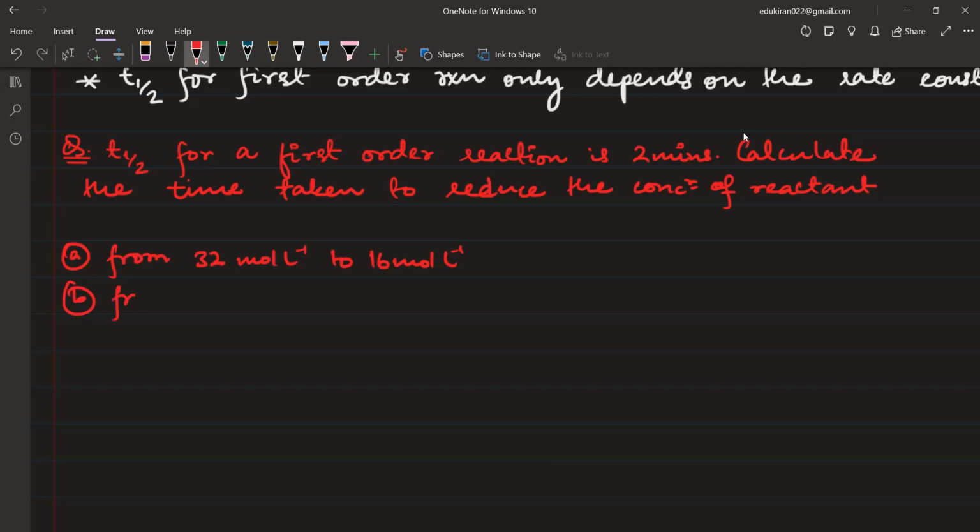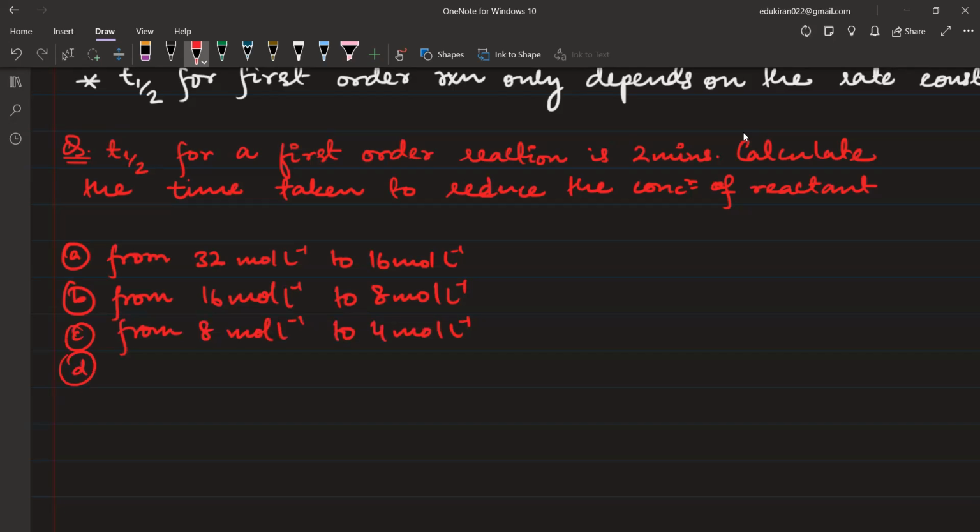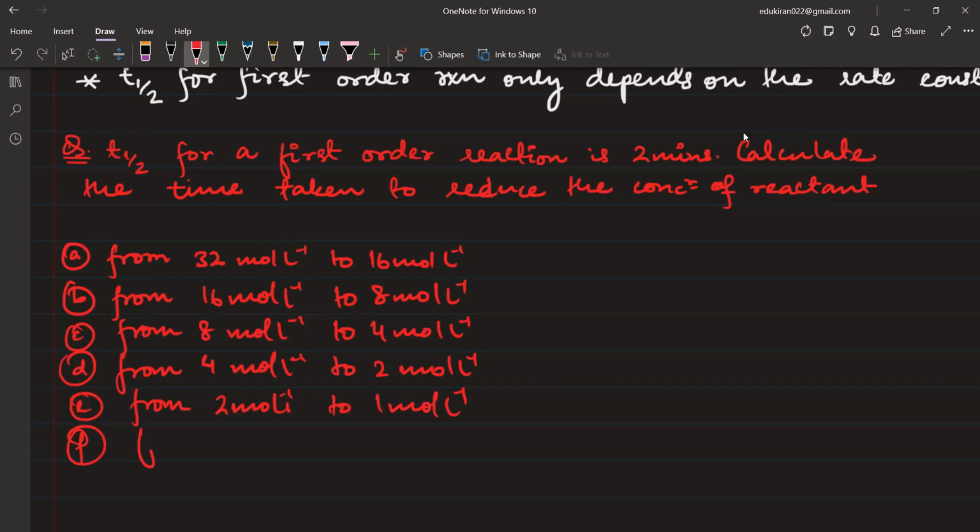B, from 16 moles per liter to 8 moles per liter. C, from 8 moles per liter to 4 moles per liter. D, from 4 moles per liter to 2 moles per liter. E, from 2 moles per liter to 1 mole per liter. F, from 1 mole per liter to 0.5 moles per liter.